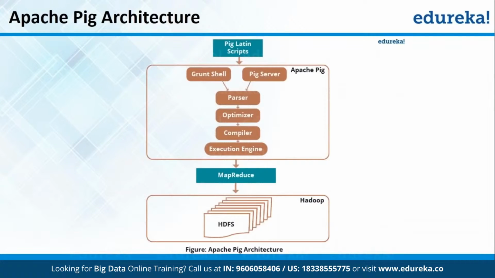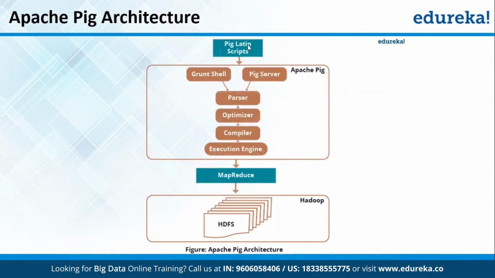Apache Pig architecture. The architecture of Apache Pig is very simple to understand. You have Pig Latin scripts that you can write for executing your queries over big data. These scripts can be executed through the grunt shell, which is the native shell provided by Apache Pig to execute Pig queries. You can also submit a Pig Latin script through a Java client to the Pig server and execute it over Apache Pig.